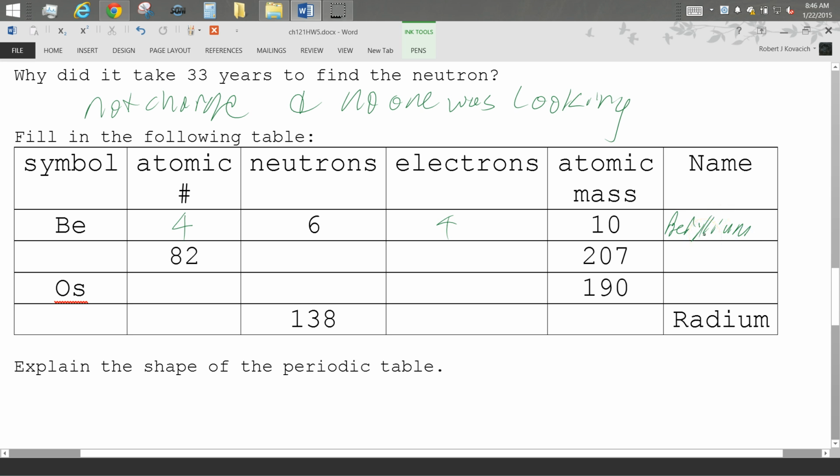82. If I've got 82 protons, I have 82 electrons. If I have 82 protons and 207 is my total mass, then I've got a number of neutrons equal to 125. Yeah, 125 looks good. And number 82 is which one?